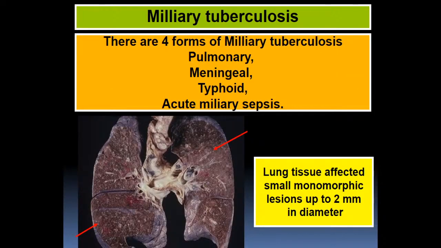There are four clinical forms of miliary tuberculosis. First is the pulmonary form. Second, the meningeal form. Third, typhoid. And fourth, acute miliary sepsis. On this macro preparation, you can see lung tissue affected by small monomorphic lesions up to 2 millimeters in diameter.